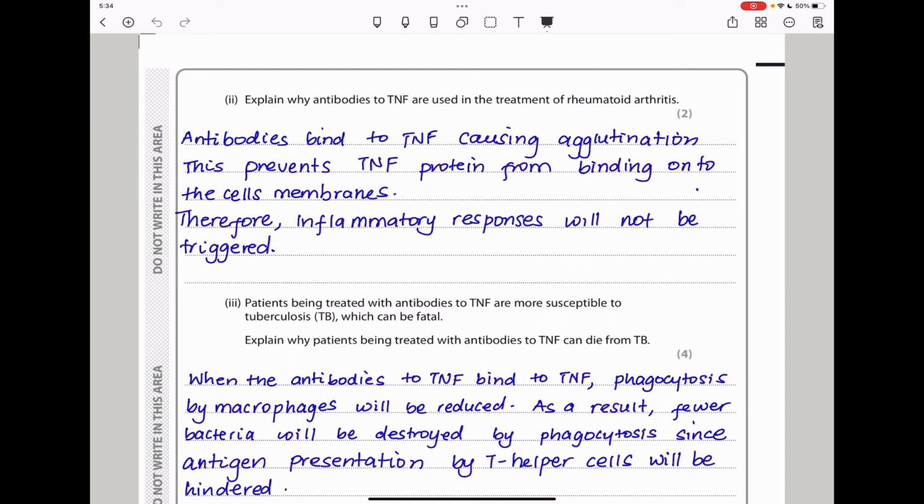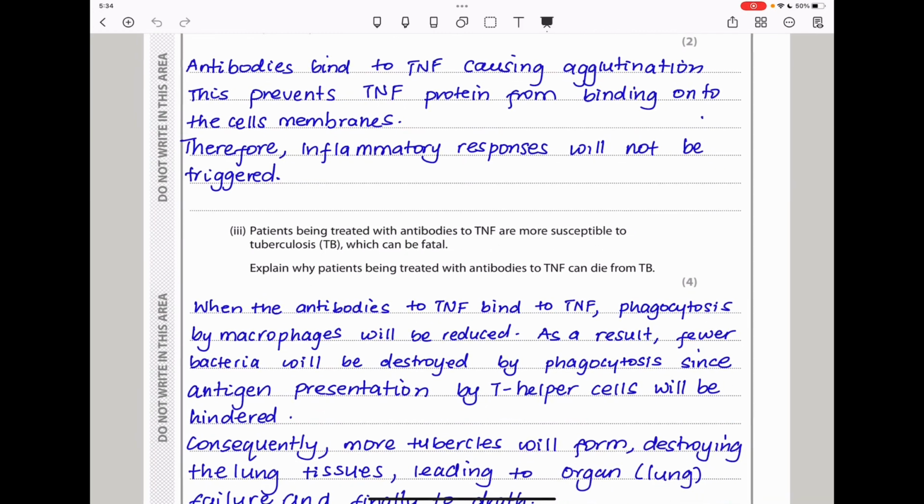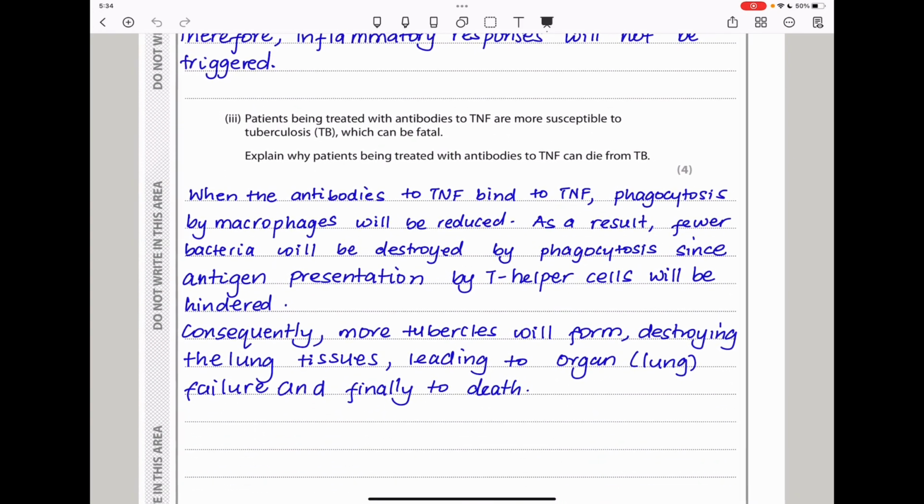So when they cause agglutination, they prevent the TNF protein from binding onto cells, because that means the substances containing this protein are going to stick together, and therefore they cannot bind to the new cells, or the rate at which they bind to the new cells is going to be reduced. So therefore inflammatory responses will not be triggered. So if they are not attacking the new cells or binding onto the cell membranes, it means inflammation will not be triggered, and that will relieve the symptoms.